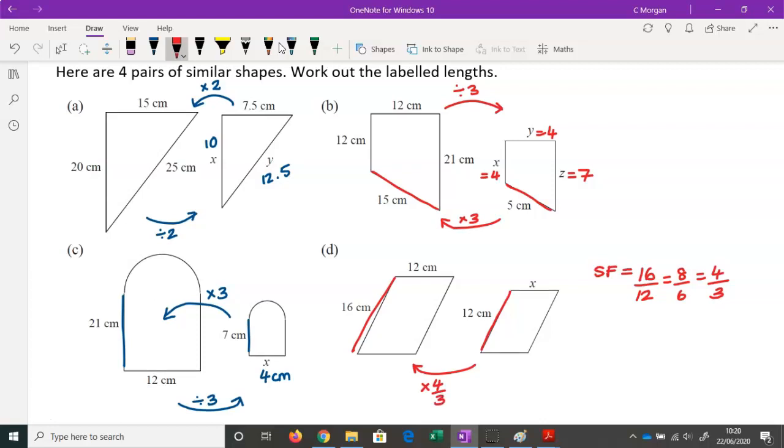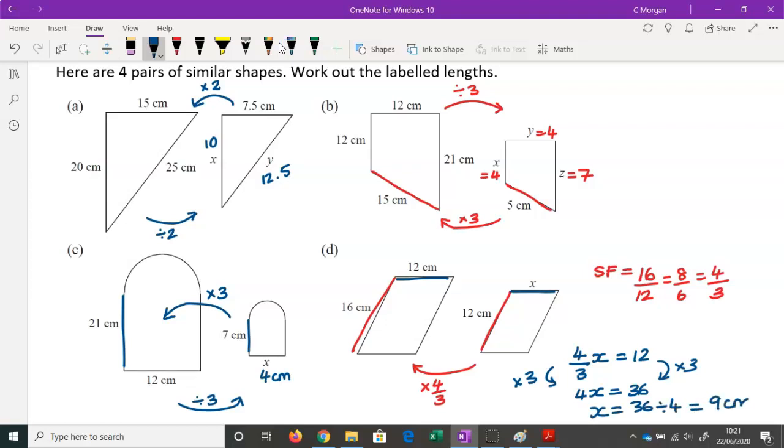So therefore, if I'm going from side x to 12 centimetres, I know that 4 thirds multiplied by x would give me 12. That would mean that 4 x's must be 36 if I'm multiplying both sides by 3. And then to get my final answer, I know that 36 divided by 4 is going to give me x. So x is 36 divided by 4, which is 9, and that's going to be 9 centimetres.